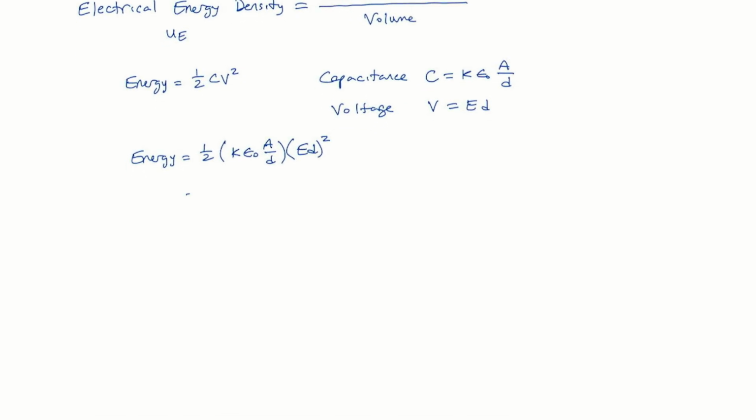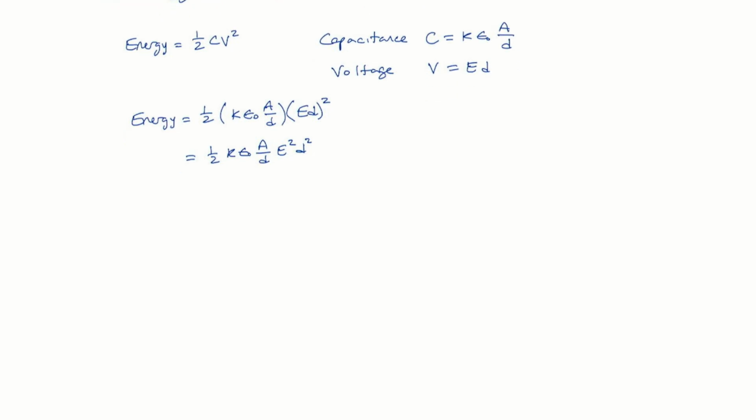So let's expand. We get 1/2 kappa epsilon 0 A divided by D. We've got an E squared and a D squared. And now we can cancel the D, and we have 1/2 kappa epsilon 0. We're canceling the D, so we'll move it up next to A. So we end up with an A times a D, and then times E squared.